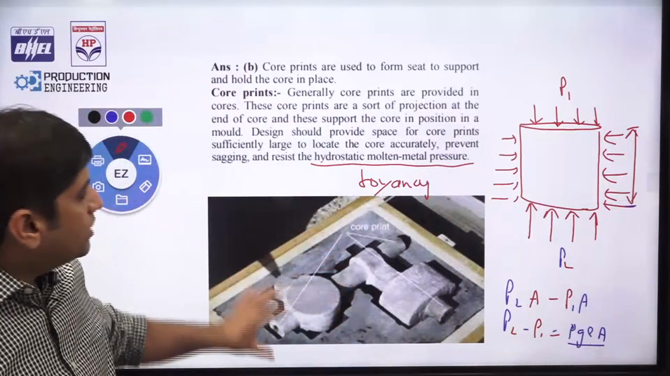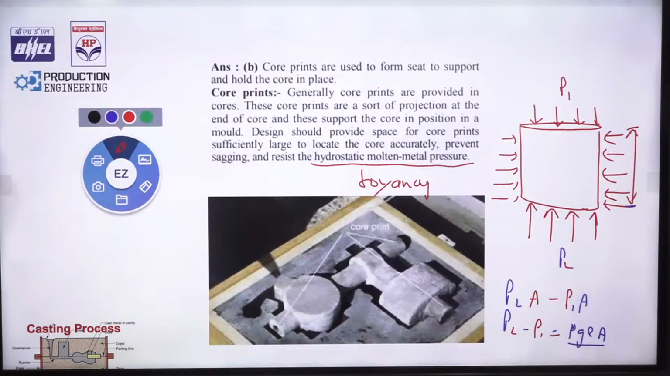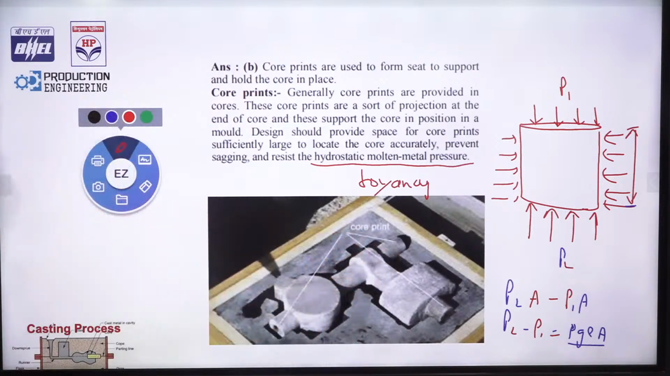In the exam he might ask you, which force acts on the core, buoyancy force or hydrostatic pressure force? So basically buoyancy force, as you rightly said, is the effect of hydrostatic pressure force. Maybe this particular diagram is visible to you. So core print is nothing but the portion between the cope and drag, and that is provided to keep that entire casting in the proper position. Okay, go for the next question now.